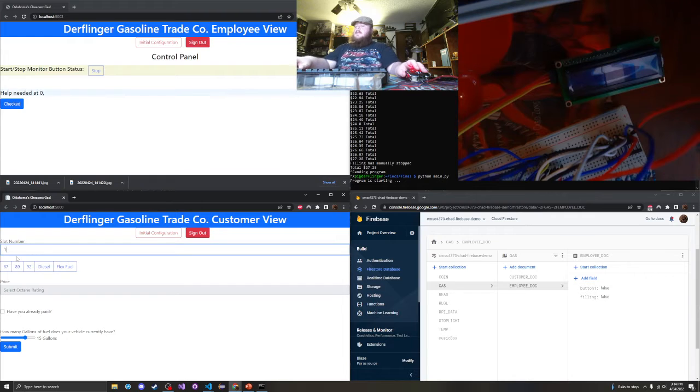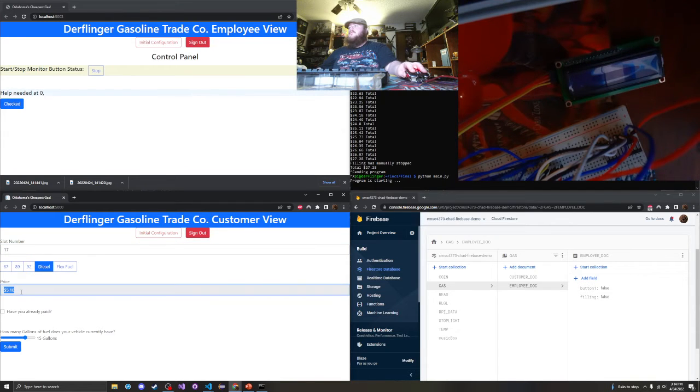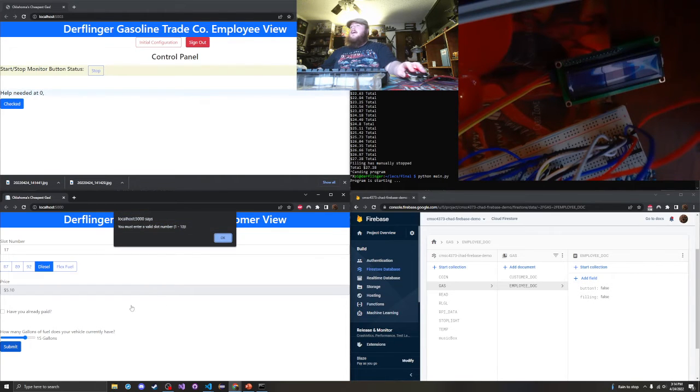So let's go ahead and test, let's do slot 17. Let's do diesel fuel, which is $5.10 per gallon. Have I already paid? No. How many gallons does my vehicle currently have? Let's leave it at 15-ish. That works. As you can see, I don't have a slot 17 on my gas station.